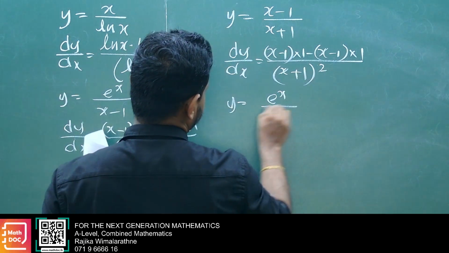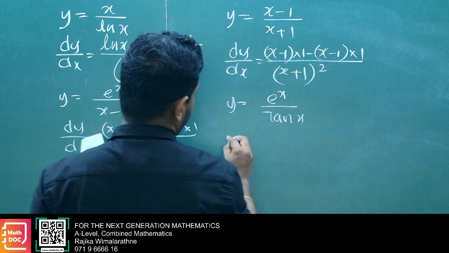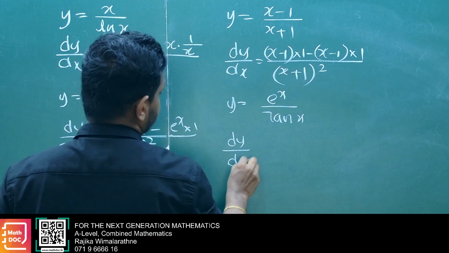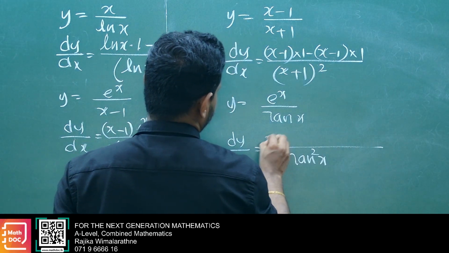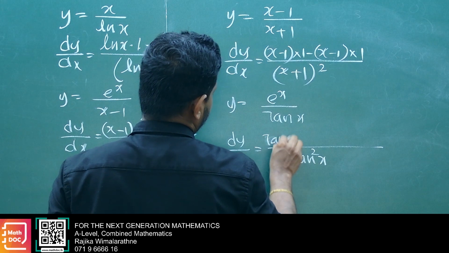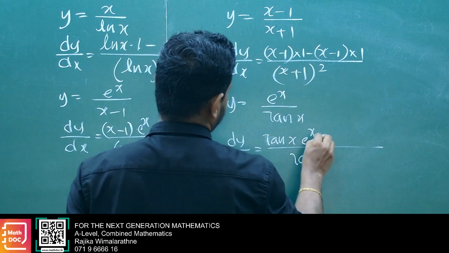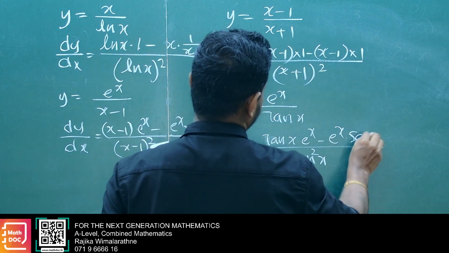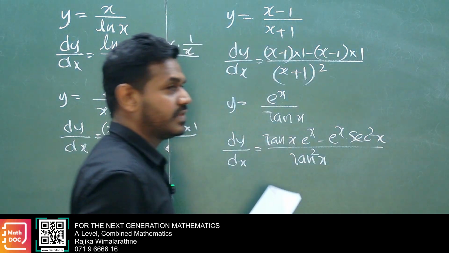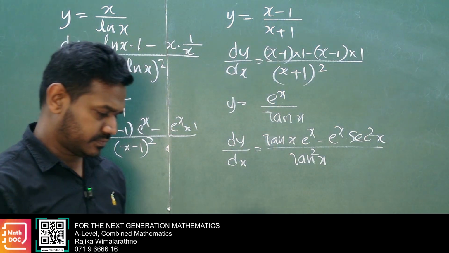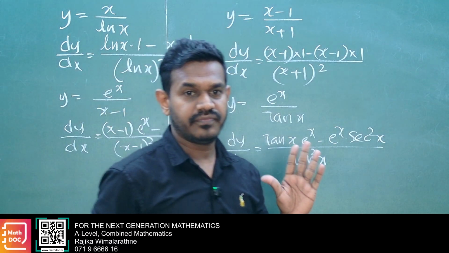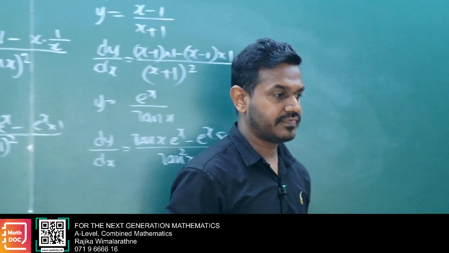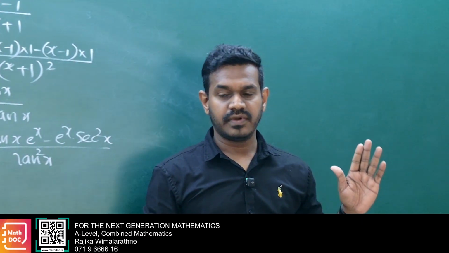e to the power x over tan x, again division. Then dy by dx, denominator square, denominator times derivative of numerator minus numerator times derivative of denominator. Okay. Continue.